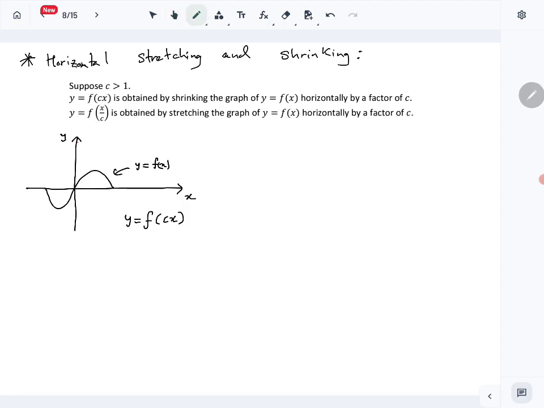So now f of cx, then what happens? It shrinks by a factor of c. So if c is 2, if it is like f of 2x inside, each of the x points shrinks by a factor of 2. So half. They halve. That is what is happening if it's like this, f of cx. Your graph will shrink in the horizontal direction by a factor of c.